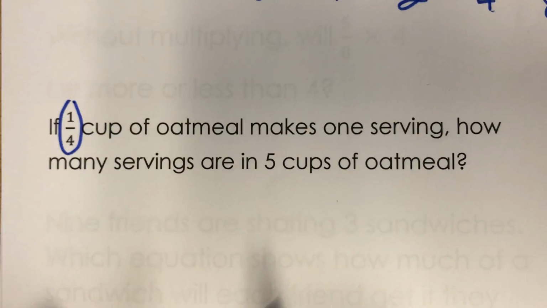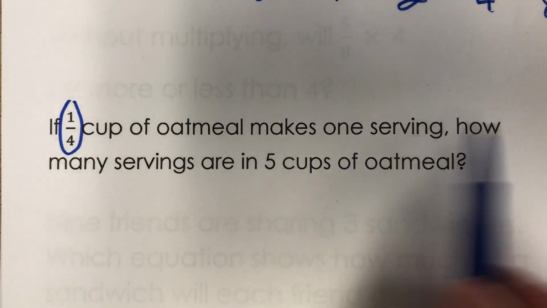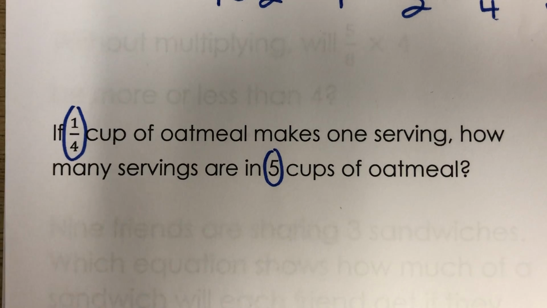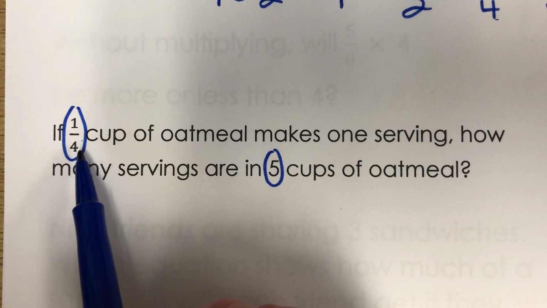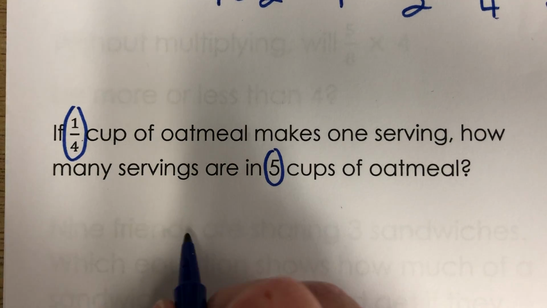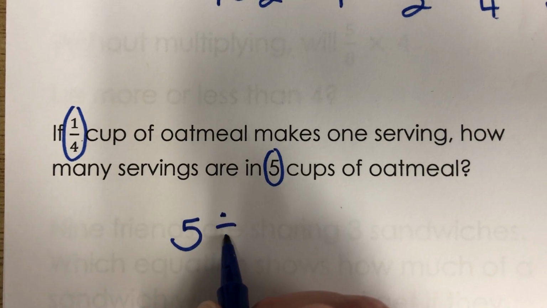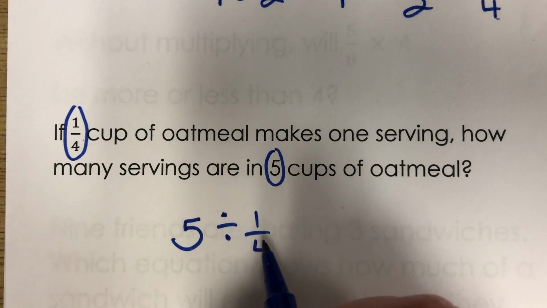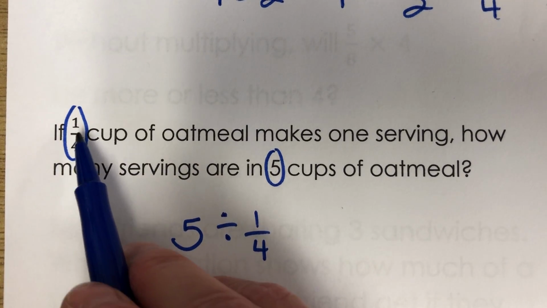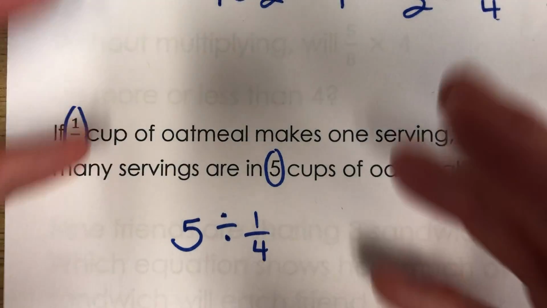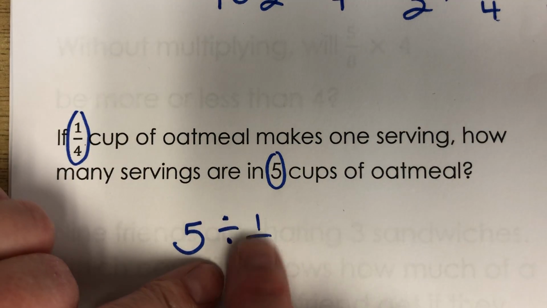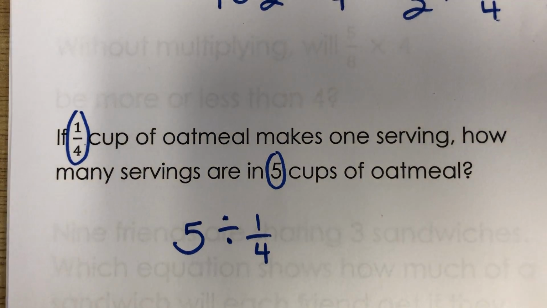If 1/4 of a cup of oatmeal makes 1 serving, how many servings are in 5 cups of oatmeal? So what I'm asking you is, how many 1/4 are there in 5? That means I'm going to do 5 divided by 1/4, because I want to know how many 1/4 there are in 5. So I start with my total amount, the 5, and I'm dividing it up. You can kind of picture it like you have a tub of oatmeal, and we're scooping out 1/4 over and over again. Repeatedly taking away 1/4, repeated subtraction is division.